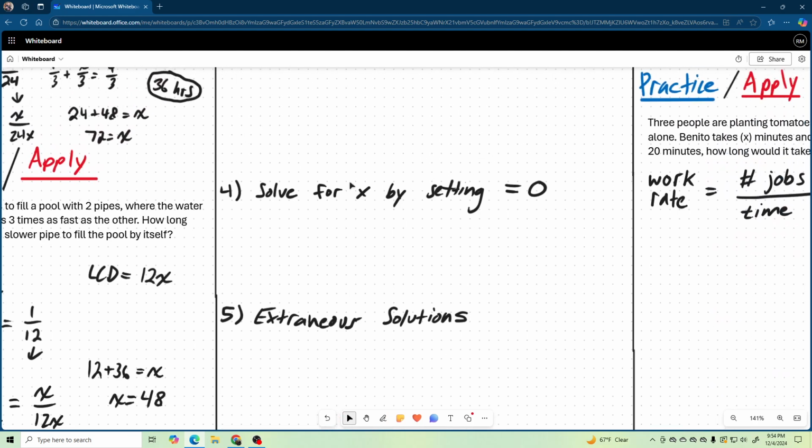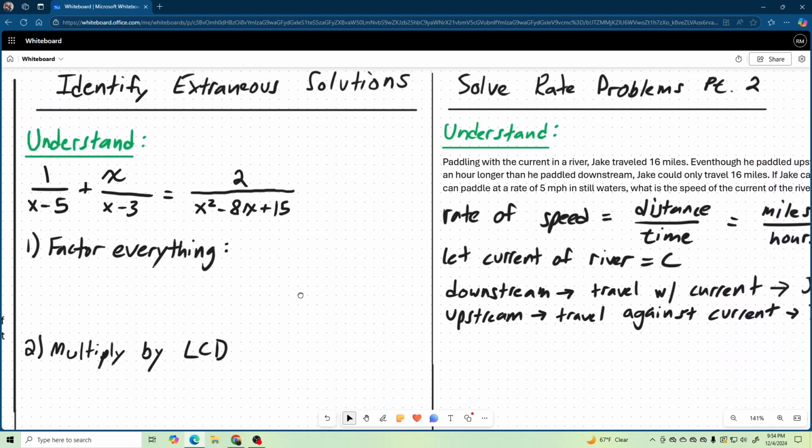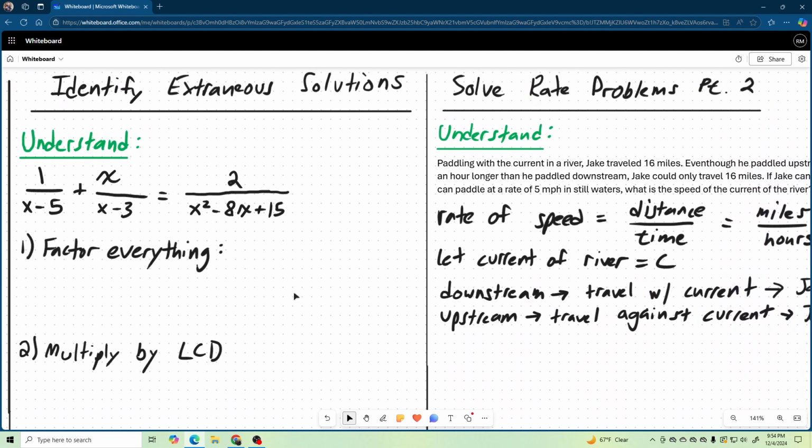So now let's go up to finding extraneous solutions. Now the word extraneous just basically means extra, unnecessary, that sort of thing. In this case, it's going to relate to us solving for x, and then once we've solved for x, we are going to find which answers don't actually make sense.